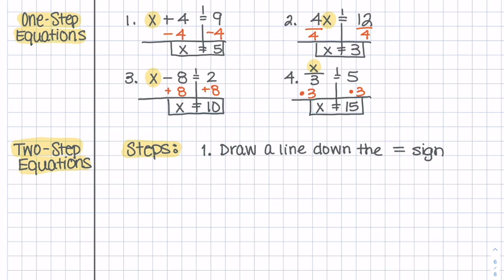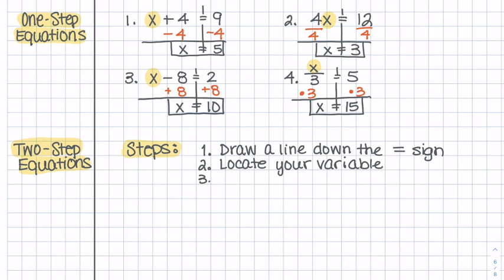After you draw your line, the second step is to locate your variable. So you need to see which side is my variable on. Is it on the right side? Is it on the left side? You need to find your variable, okay?